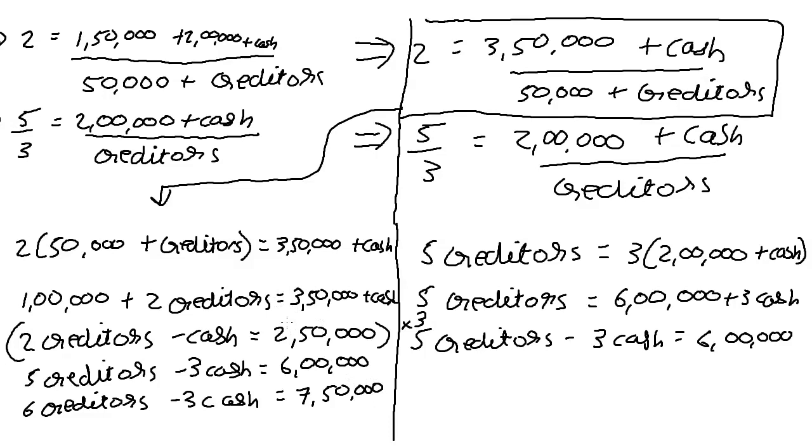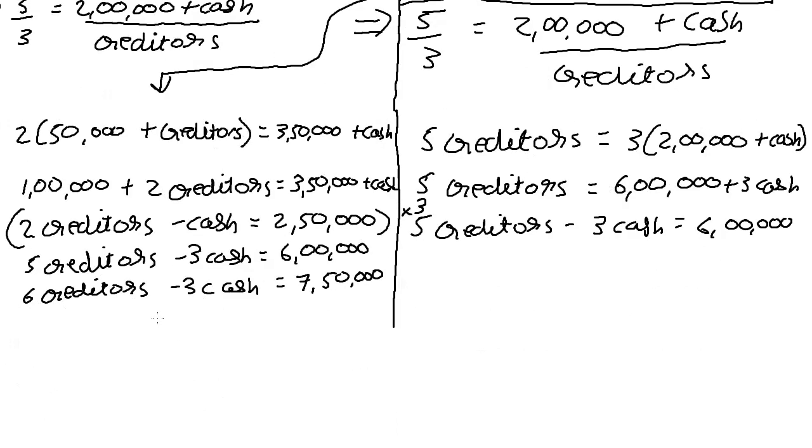And now for the last part, we are going to go ahead and subtract one from the other, and it doesn't matter even if it goes into negative, ultimately it'll become positive. Don't take tension. Okay, so 6 times creditors will become minus 6 times creditors, minus 3 cash will become plus, minus 7,50,000 become minus 7,50,000. Okay, and so now we solve.